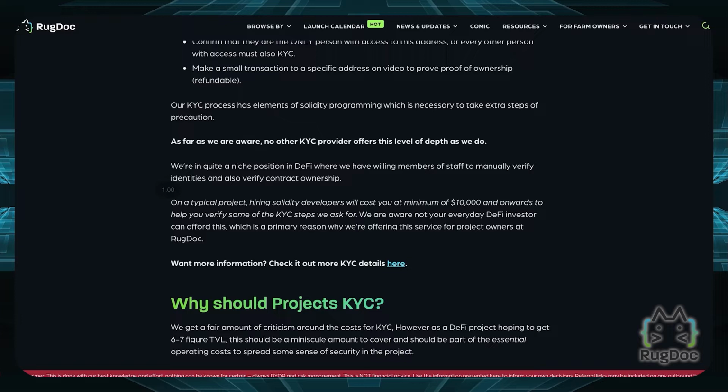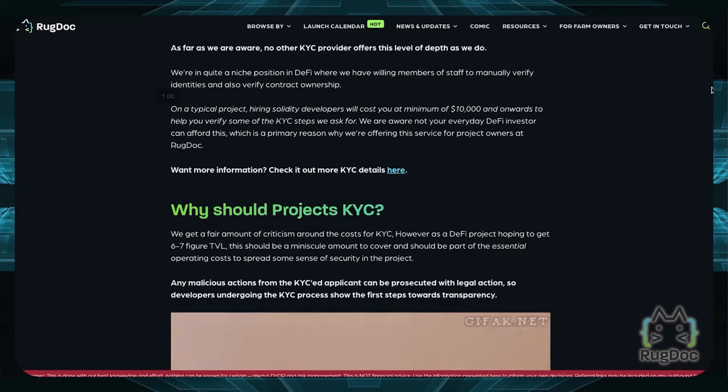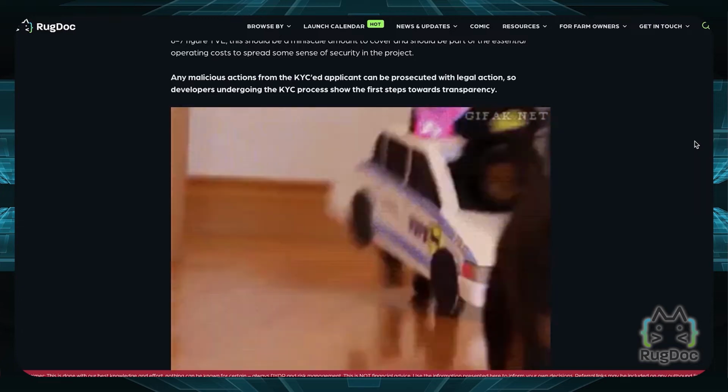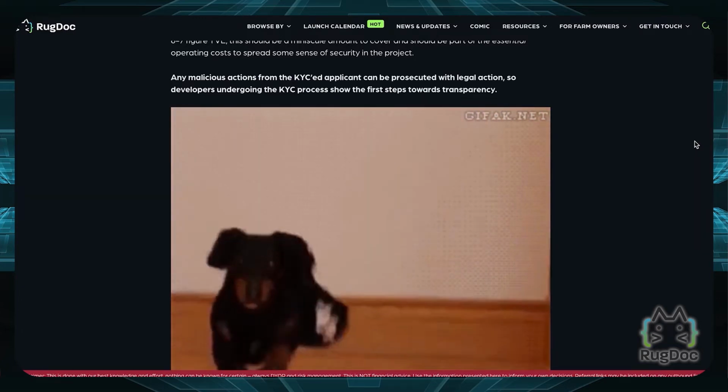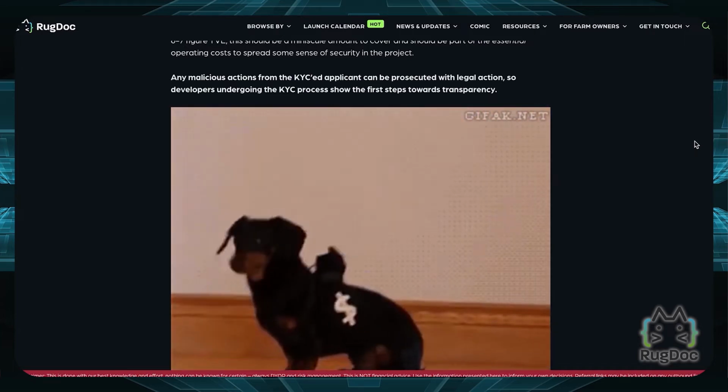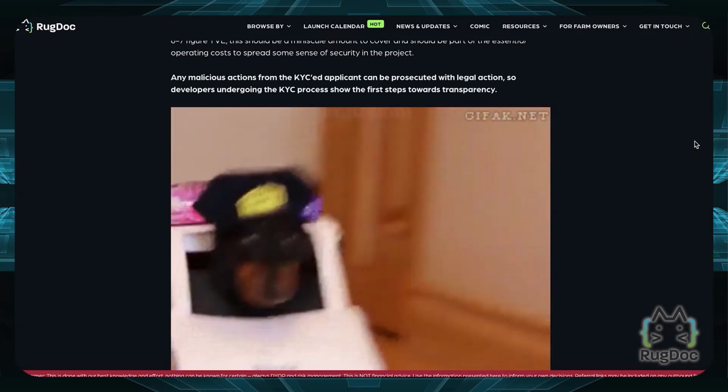As far as we are aware, no other KYC provider offers this level of depth as we do, as we also offer elements of Solidity programming, which is necessary to take those extra steps of precaution. On a typical project, hiring Solidity developers will cost you a minimum of $10,000 and upwards to help you verify some of the KYC steps that we ask for. We are aware not every everyday DeFi investor can actually afford this, which is a big reason why we're offering this service for project owners at RugDoc. Keep in mind that any malicious actions from the KYC applicant can be prosecuted with legal action, so developers undergoing the KYC process show the first steps towards transparency.